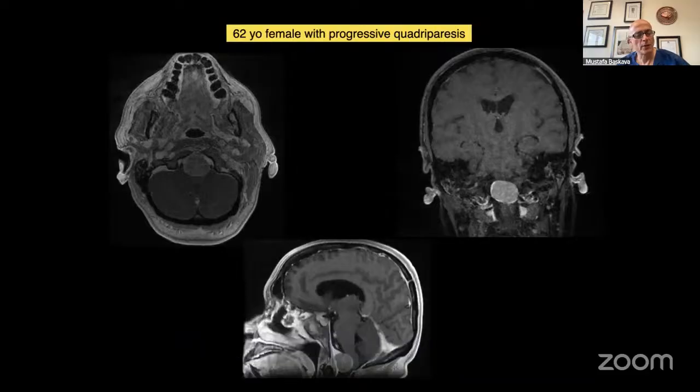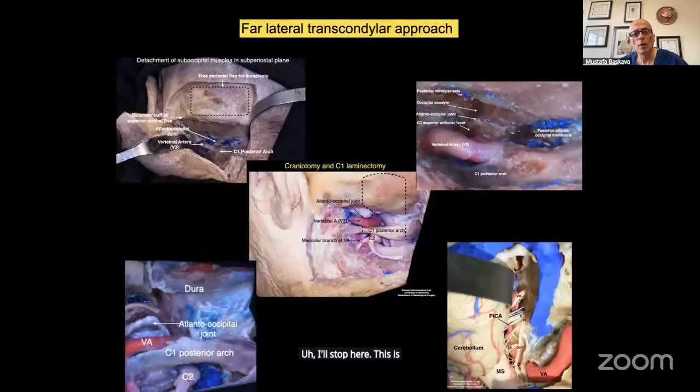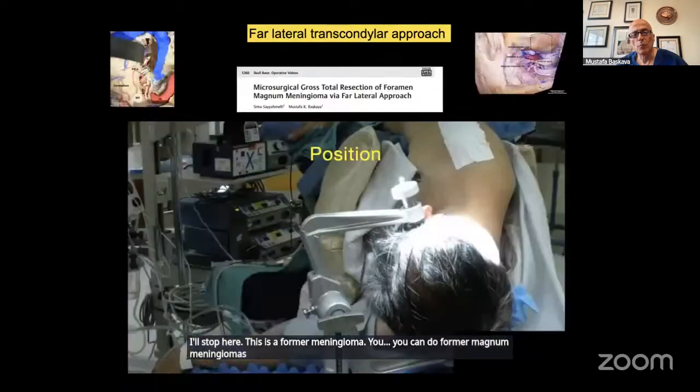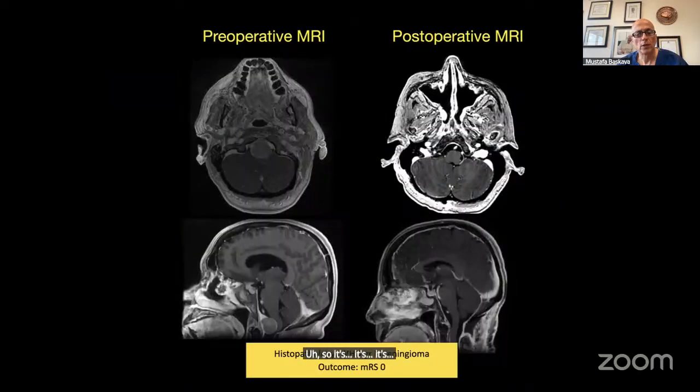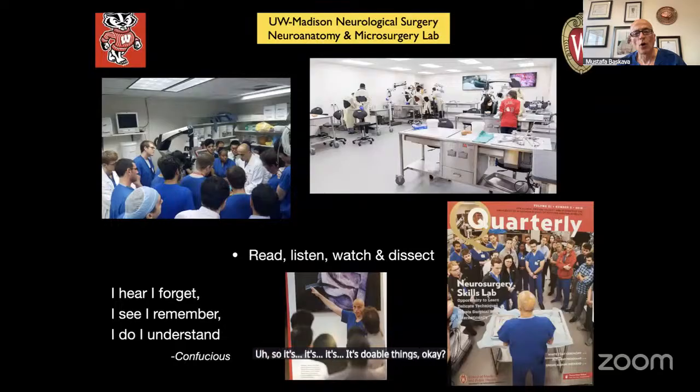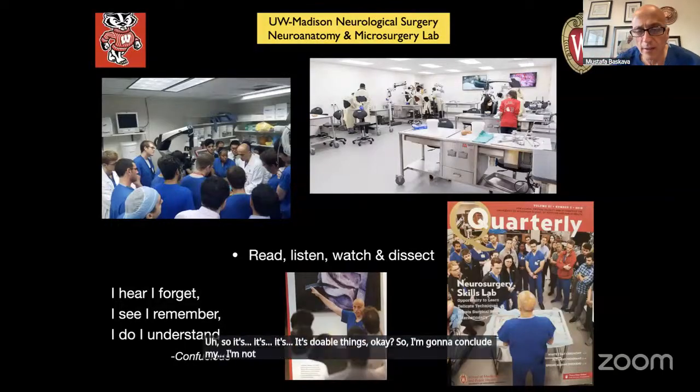I'll stop here. This is a foramen magnum meningioma. You can do foramen magnum meningiomas. Just you need to pay attention to anatomy and surgical techniques. You can watch this video. So it's doable. Okay. So I'm going to conclude. I'm not going to say I did this a million times.